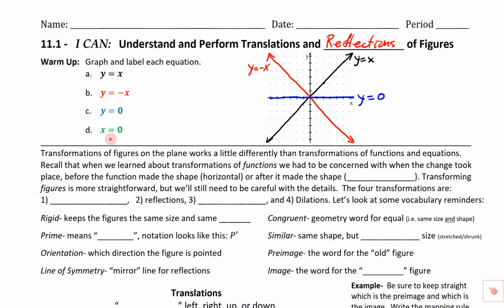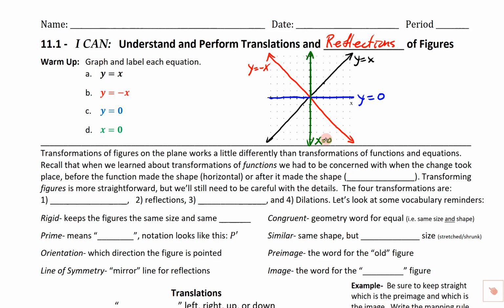And x equals 0. Remember, x equals a number is a vertical line, so we're going to make this go right here, okay? The x-coordinate of every single point on the y-axis is 0 because you don't go right or left. You can just go as far up or as far down as you want. So I'm going to label that one as x equals 0.